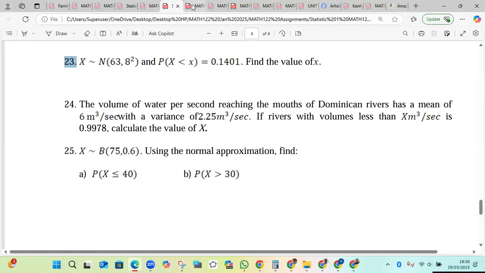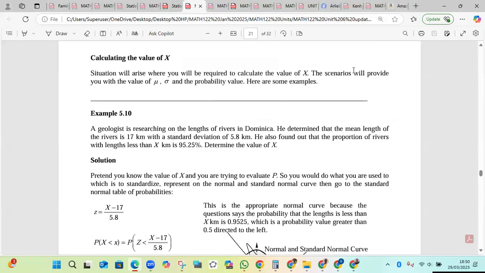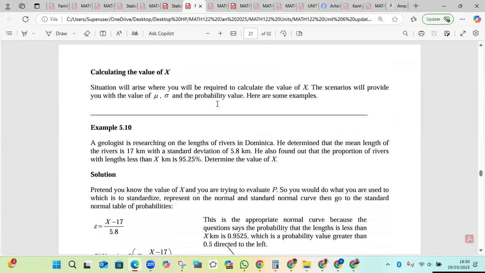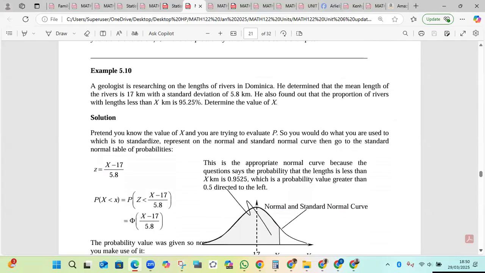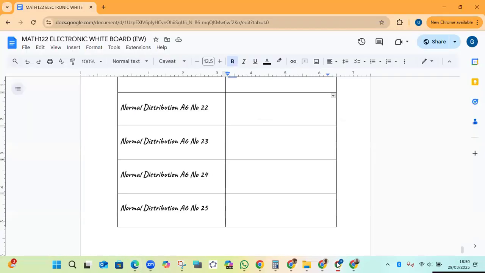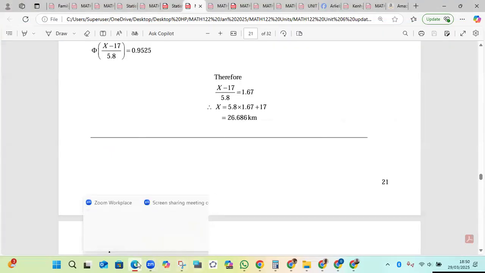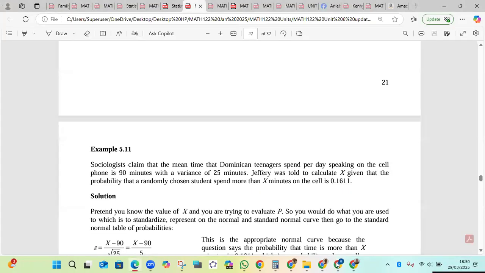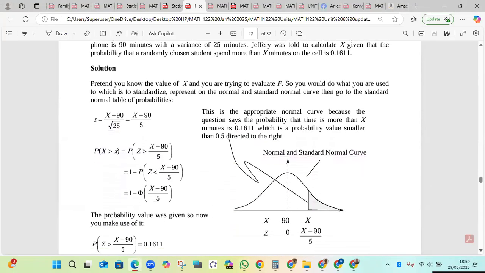Let's look at Unit 6 for an example like this. Calculating X, you can find this starting from page 20 in Unit 6. You can take a look at example 5.1. Let's see if it's a big chunk. It's not a left tail. Let's see if there's another example that is a left tail or right tail. Just a minute. Here it is. Let's see what tail it is. It's a right tail.